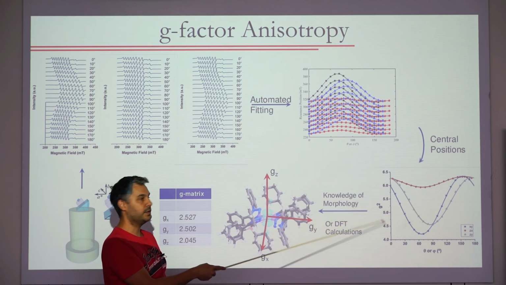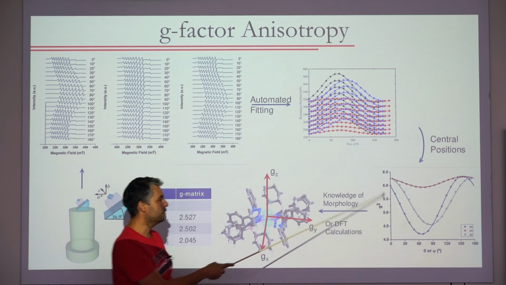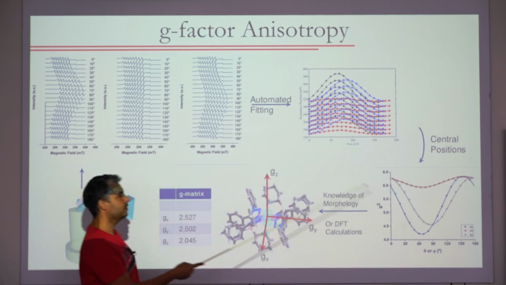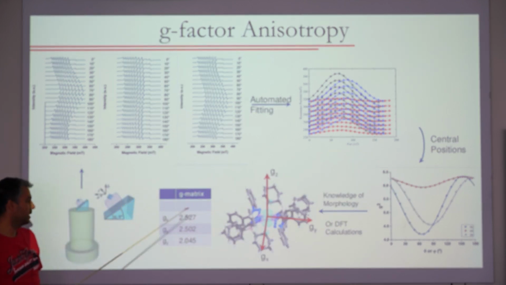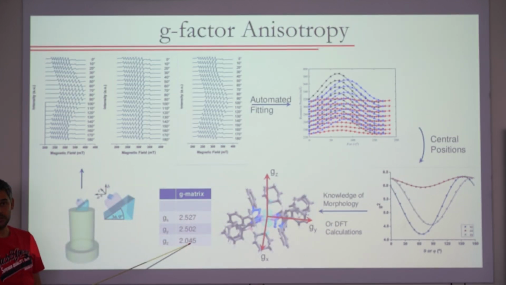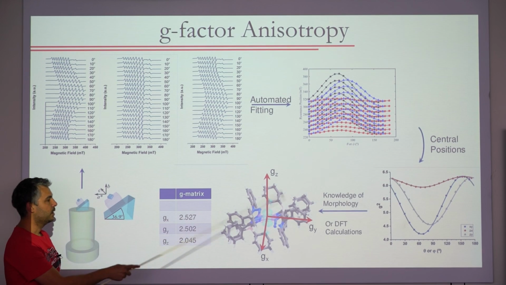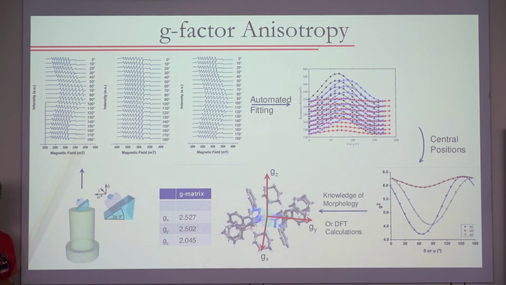So when you do this kind of experiment, you plot the G squared values for each plane, and you can use that to obtain a G matrix. And this would be the diagonal components of the G matrix, and you can sometimes find this orientation experimentally by analyzing the crystal morphology, but in our case we just did DFT calculations, and because it was a very symmetric square planar complex, we already knew where it was oriented.